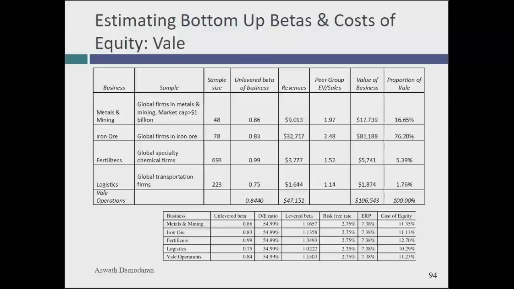So I actually used those betas to come up with a levered beta for each business. I did cheat because Vale doesn't break its debt down by division. I assume they all had the same debt to equity. Sometimes I adopt that rule, sometimes I kind of bend that rule. But essentially I have a levered beta and a cost of equity for every single business.